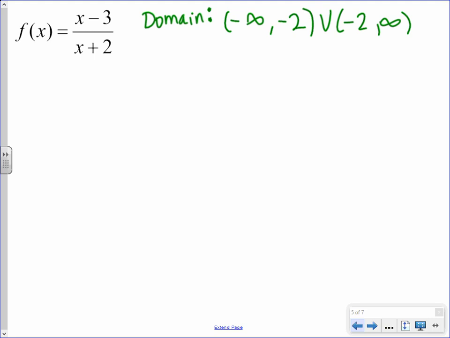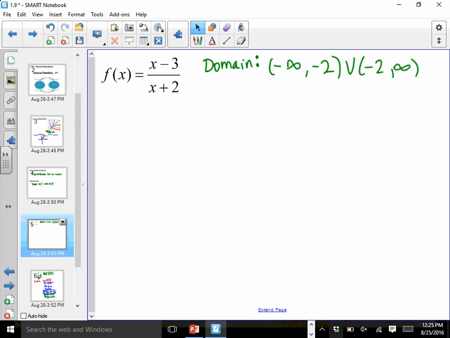When we come back from lunch, I want you to think of maybe what the range is going to be. What do we have to think about for the range? Enjoy your lunch. We will be back.